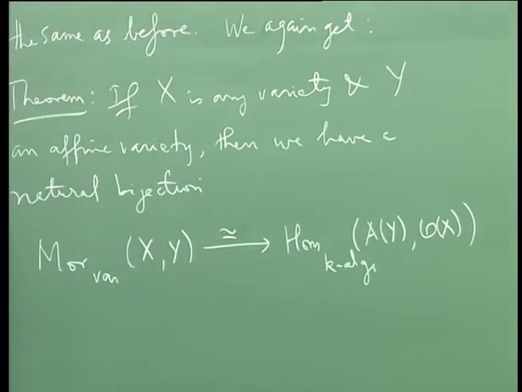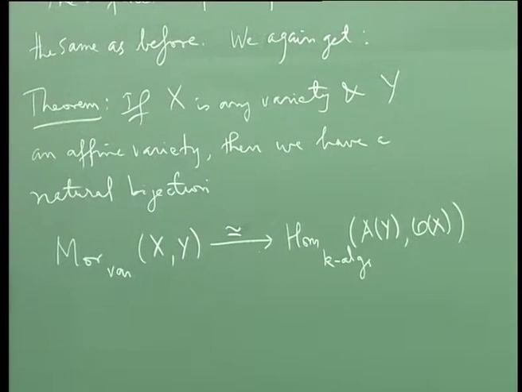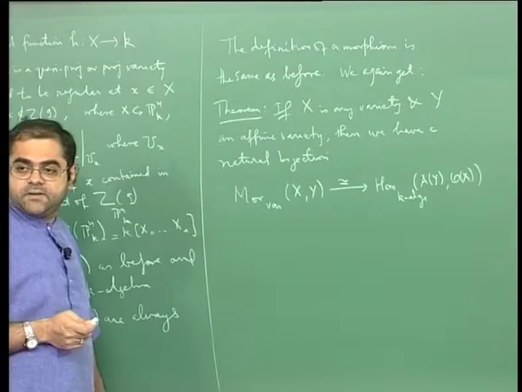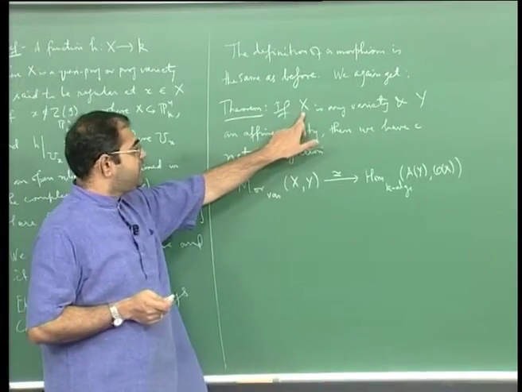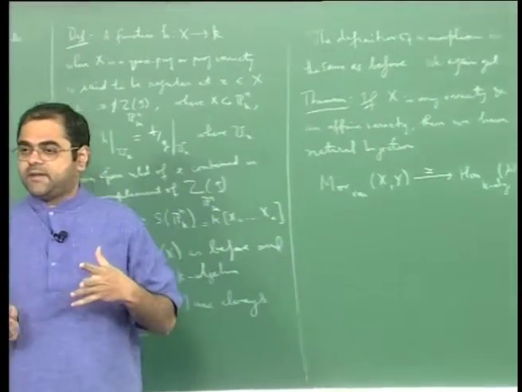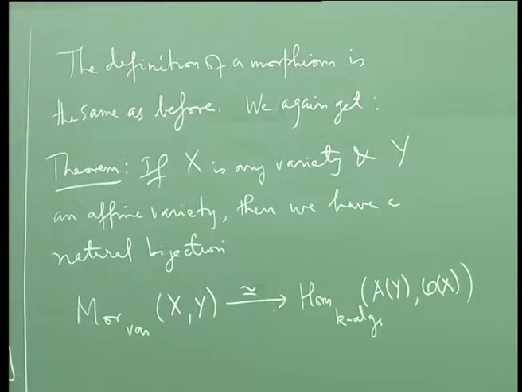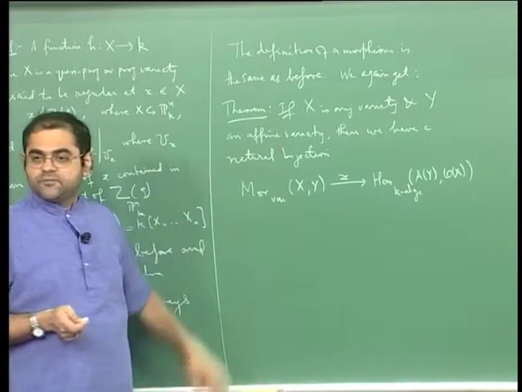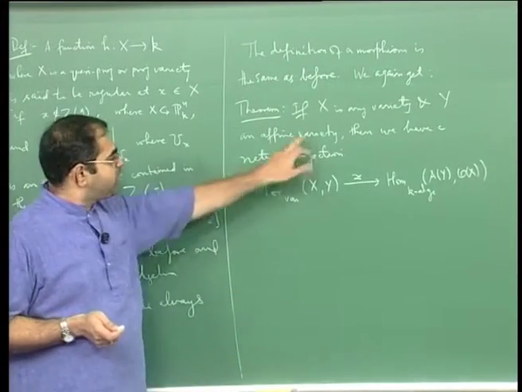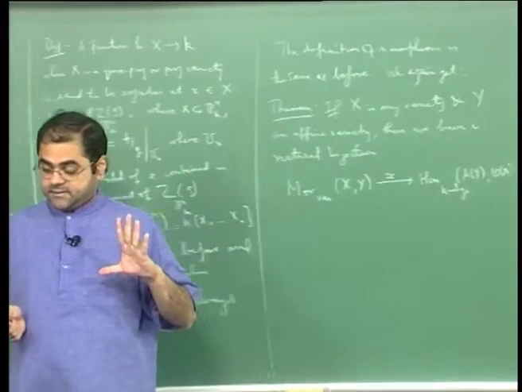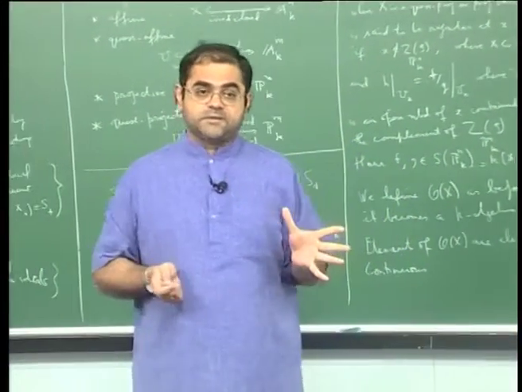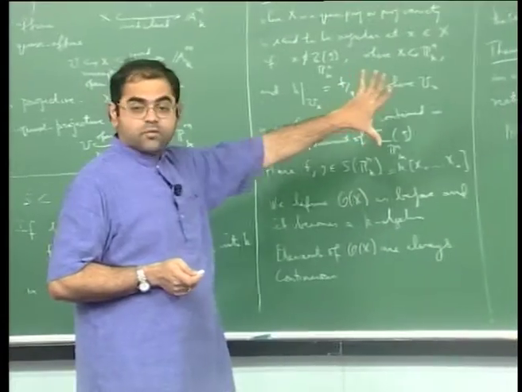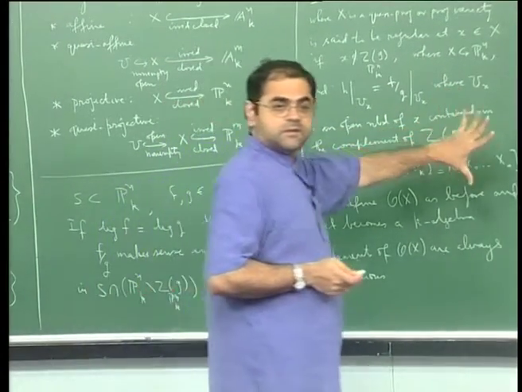We saw this theorem where we were thinking of X only as an affine or quasi affine variety, but then the same proof will go through. If you go back and look at this proof, you will see that the same proof will work even if X is a projective or a quasi projective variety. So this theorem still holds.